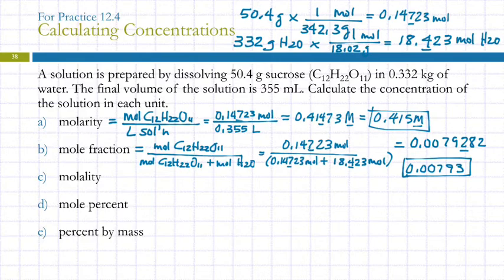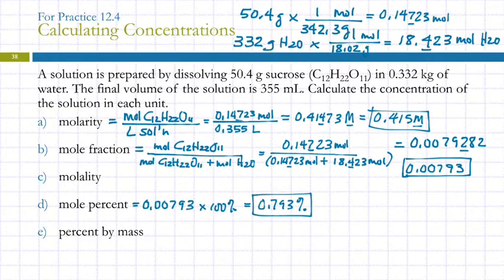Which one would be really easy to do next? Mole percent. We just did the mole fraction. The mole percent is the mole fraction times 100. So this equals our mole fraction, 0.00793 times 100%. So that gives us 0.793%. That's percent in terms of moles.